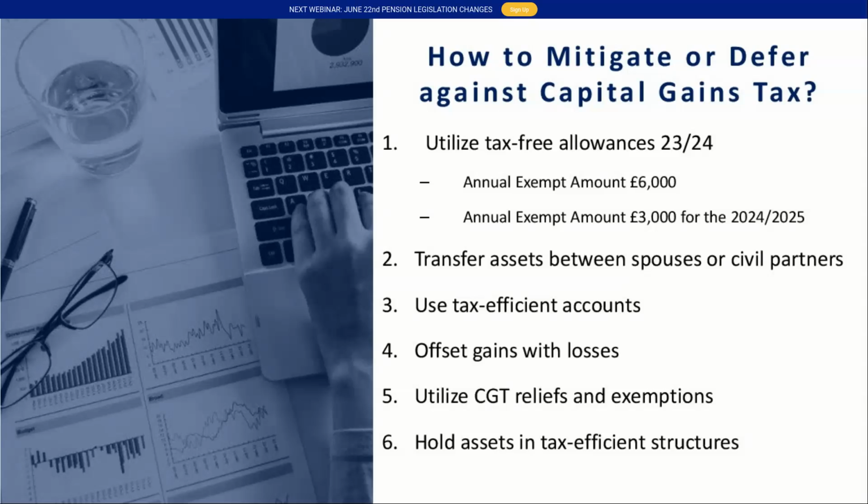The third strategy is to utilize tax-efficient accounts. So, that's where you need to consider investing in tax-efficient accounts such as individual savings accounts, ISAs, or self-invested personal pensions, as investments within these accounts are generally shielded from capital gains tax while it is in the fund.